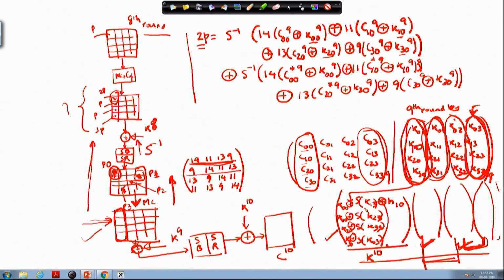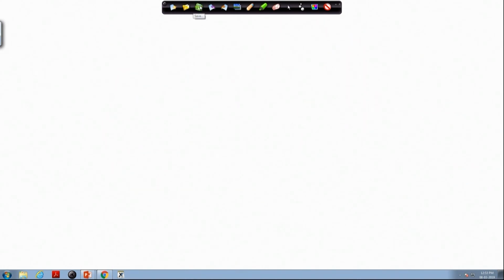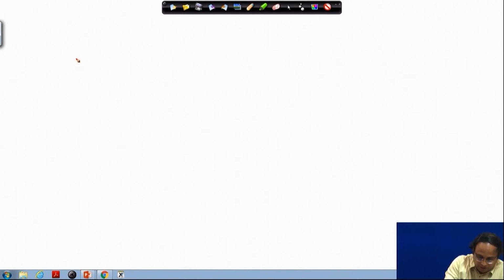For that you have to see the values of K13, K23, K33 and K03 of the 9th round key. But remember that these are something you have already obtained and expressed using the 10th round key. So if you summarize this entire story, you can write the corresponding 9th round key in this way.